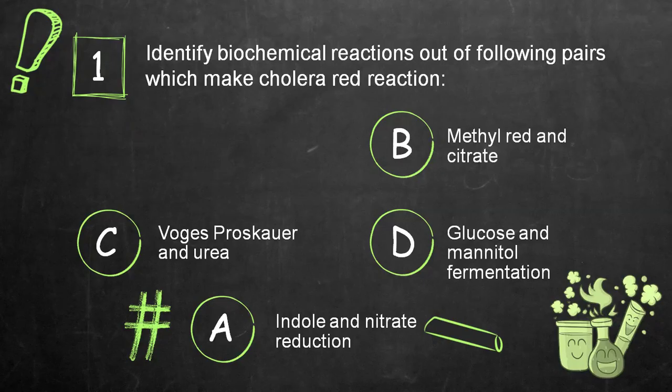So this reaction depends upon the production of indole and nitrates, and the red color develops due to the forming of nitroso-indole. So here the right answer is option A, indole and nitrate reduction test. It makes the cholera red reaction.